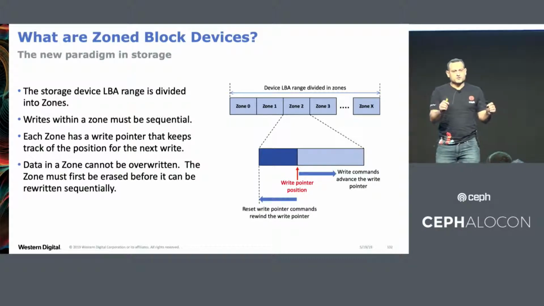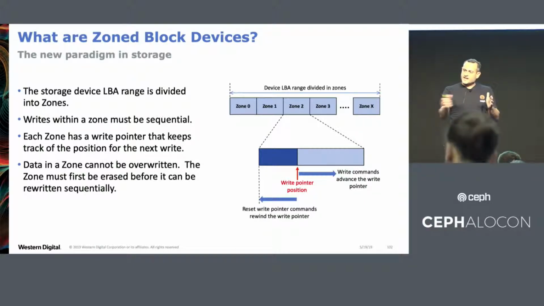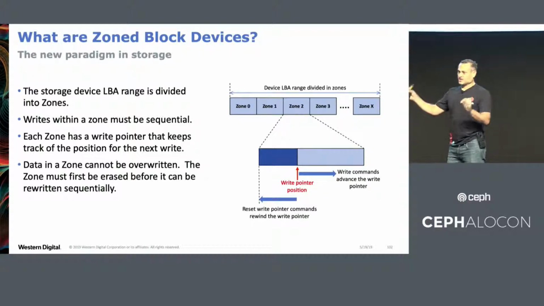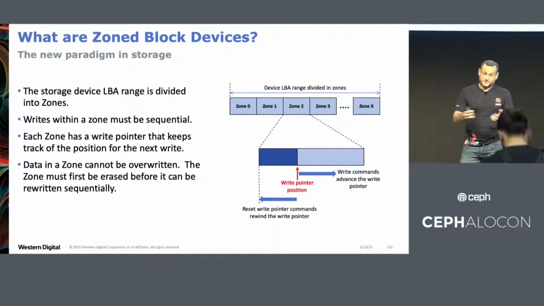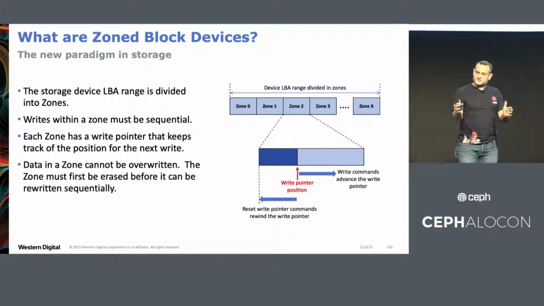Within each zone, you can only write sequentially. So you start writing at the beginning of the zone sequentially. You cannot overwrite the data. If you want to write at those beginning addresses again, you have to erase the data, which is called resetting the data. So you reset the zone, and then you can start writing at it again. It's very simple. The reads can happen in any order you want. But the writes have this restriction that within a zone, you can only write sequentially.